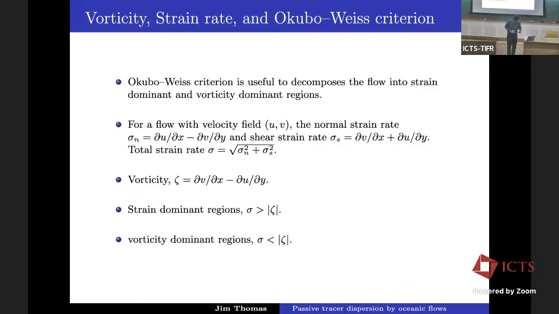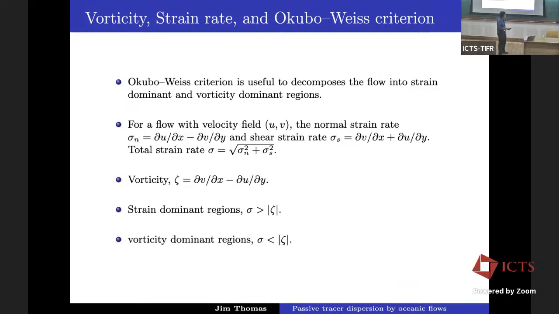Now we'll look at one further decomposition that tells us a little more about the tracer flux locations. This is a popular flow decomposition called the Okubo-Weiss criterion. This is how it works. You have vorticity, the fluid vorticity. And then you can form this variable called strain or strain rate. Strain rate is computed from derivatives of velocity.